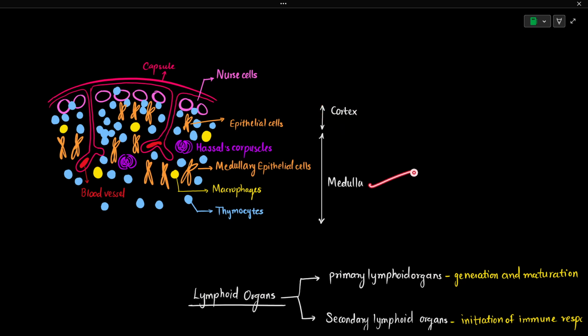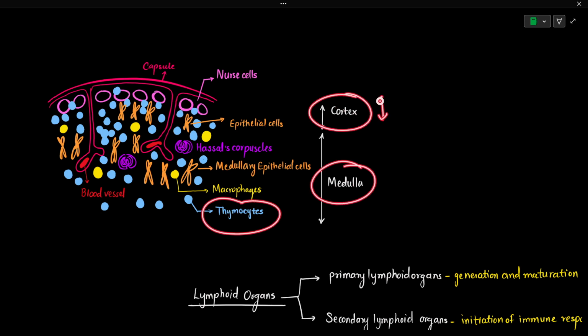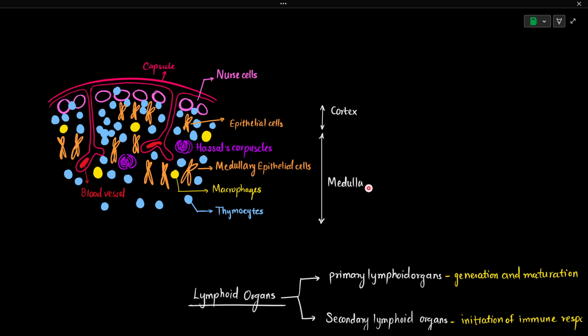Whereas in the medulla, they are loosely packed, and in the medulla, they are matured. So immature thymocytes are present in the cortex, whereas in the medulla, they are the mature thymocytes. So nerve cells are present in the cortex, and the immature densely packed thymocytes are also present in the cortical region.